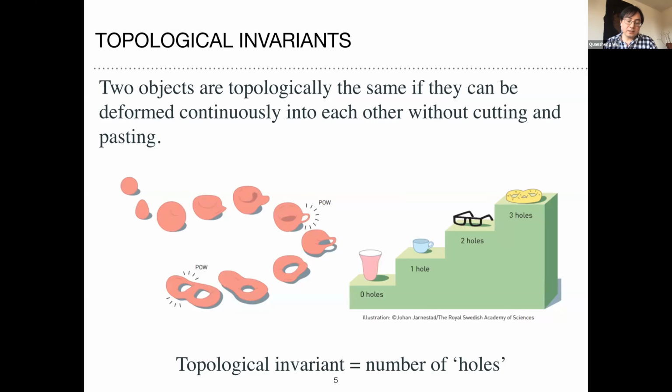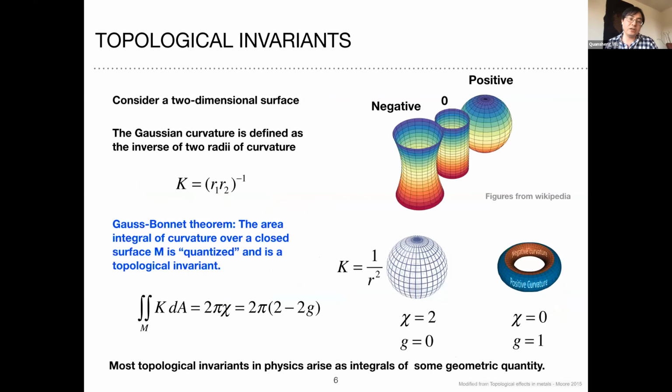So it means that by the deformation, the shape of the object changes a lot. So this topological invariant doesn't depend on the local details, right? But how can we calculate that? In order to calculate that, we can calculate the topological invariant using a local quantity. This is called the geometric quantity.